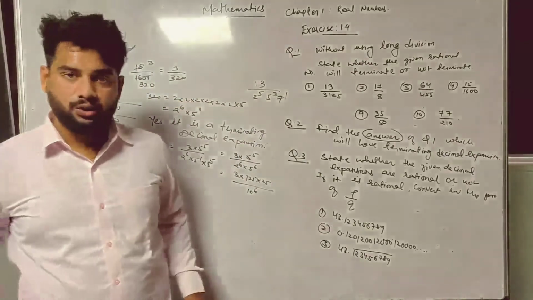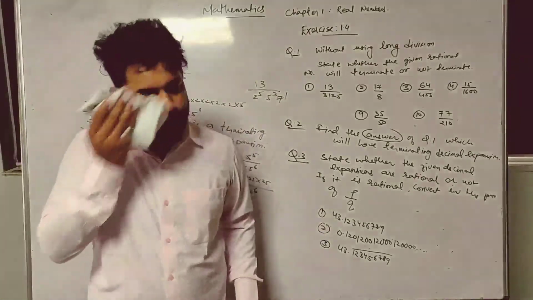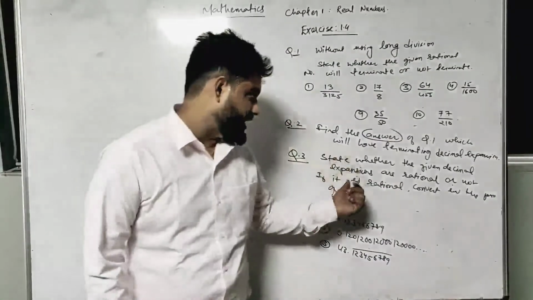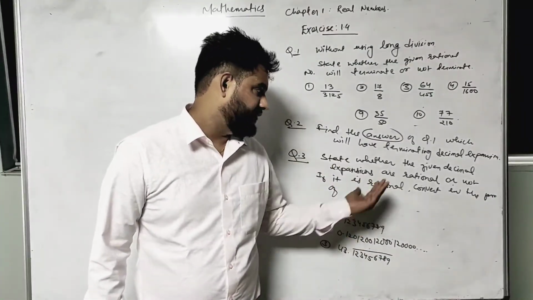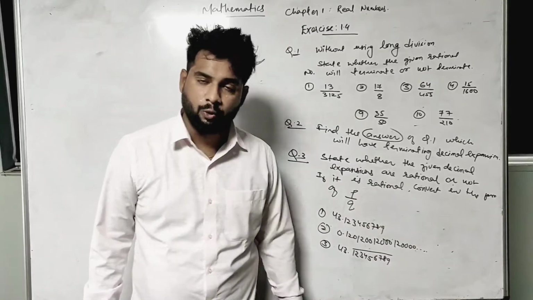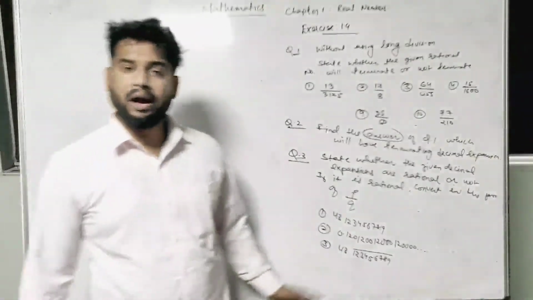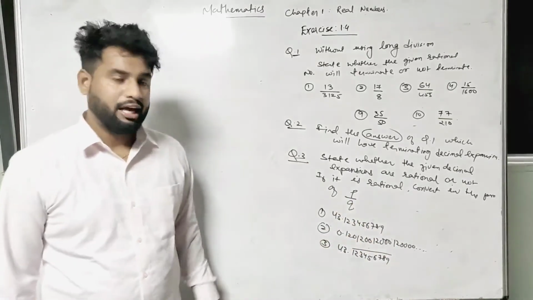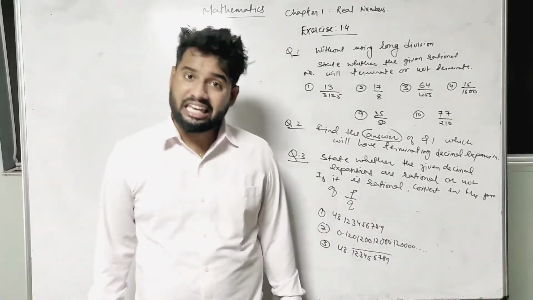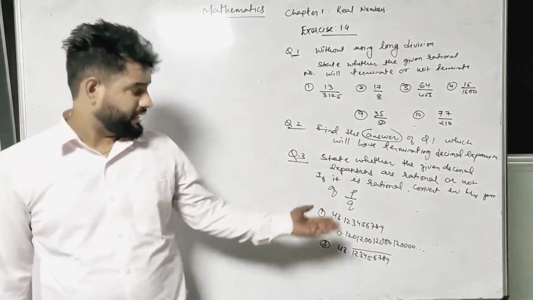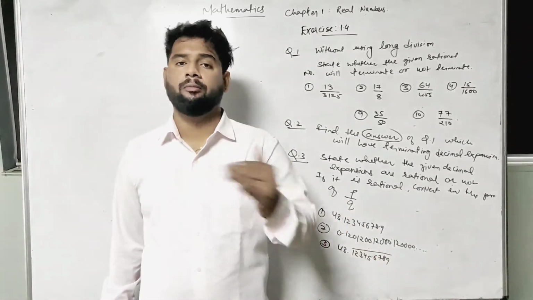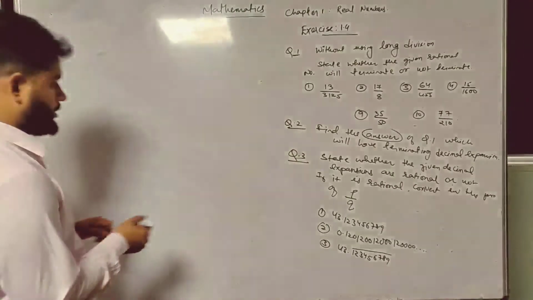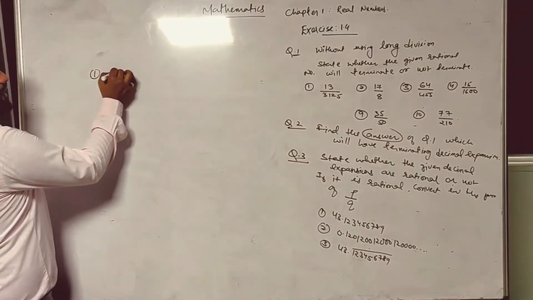Let us move towards the last question of this chapter, question number 3. Okay students, so question number 3, what does it tell you? State whether the given decimal expansions are rational or not. If it is rational, convert it in the form of p by q. So you are provided 3 questions and you have to first of all decide whether it is rational or irrational. If it is rational, then it is in decimal form, and you have to convert it into the format of p by q. So if you look at the first question, what is the first question?